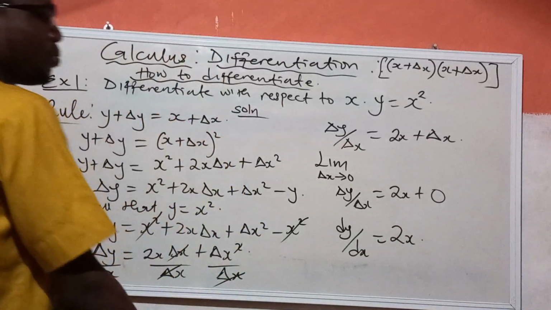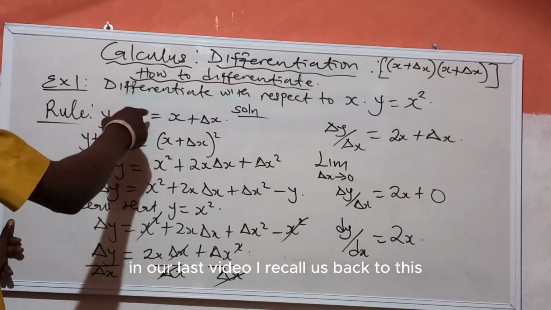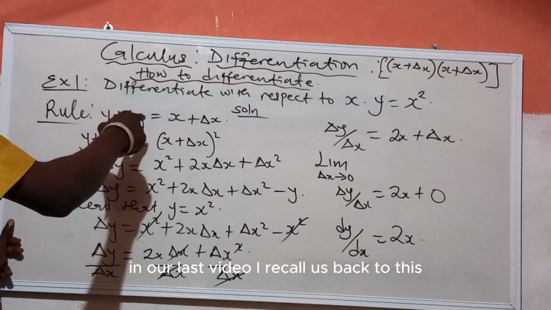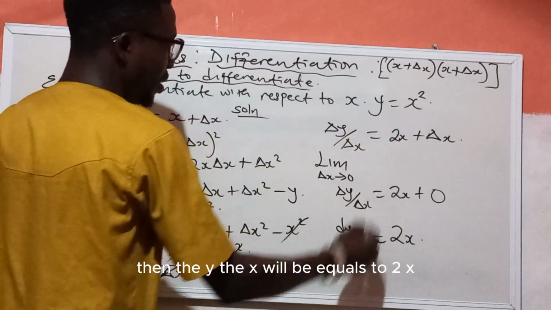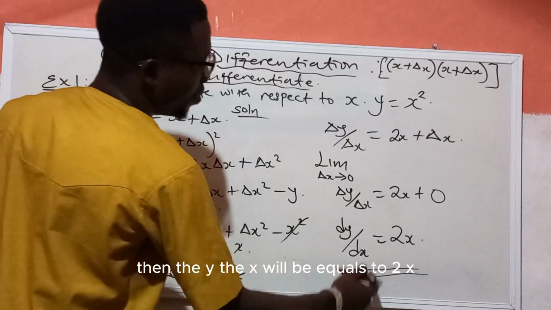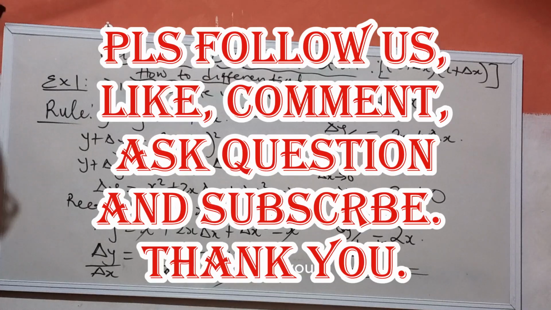In our last video, I recalled us back to this. As you can see, if y is equals to x squared, then dy dx will be equals to 2x. Thank you.